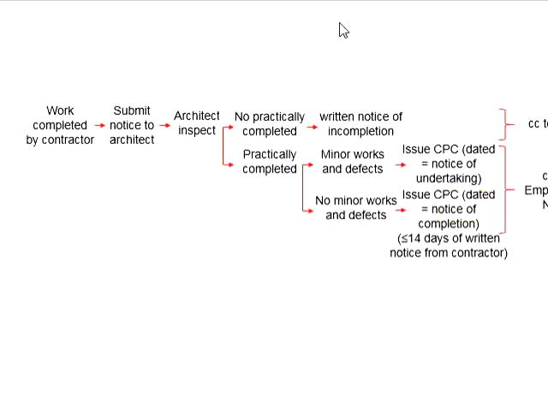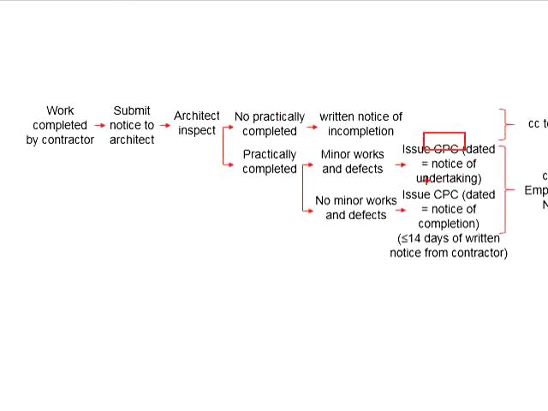However, if minor works and defects are found by the architect, then the architect should notify the contractor, and the contractor should send in a notice of undertaking the rectification works. That means the contractor must promise that he would rectify the work before the Certificate of Practical Completion is issued. The date of this CPC will be in accordance with the date of the notice of undertaking.